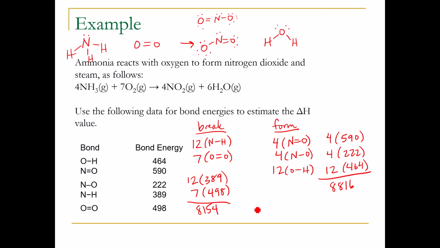So remember for our delta H, we're going to do 8,154 for the energy going in minus 8,816 for the energy going out. And overall, this gives us negative 662 kilojoules. So again, exothermic. So make sure you can draw the Lewis structures. Make sure you can count what kind of bonds you have, single, double, or triple. Make sure you're accounting for everything. If you have to, draw the picture and start crossing out the bonds so you don't leave anything out.